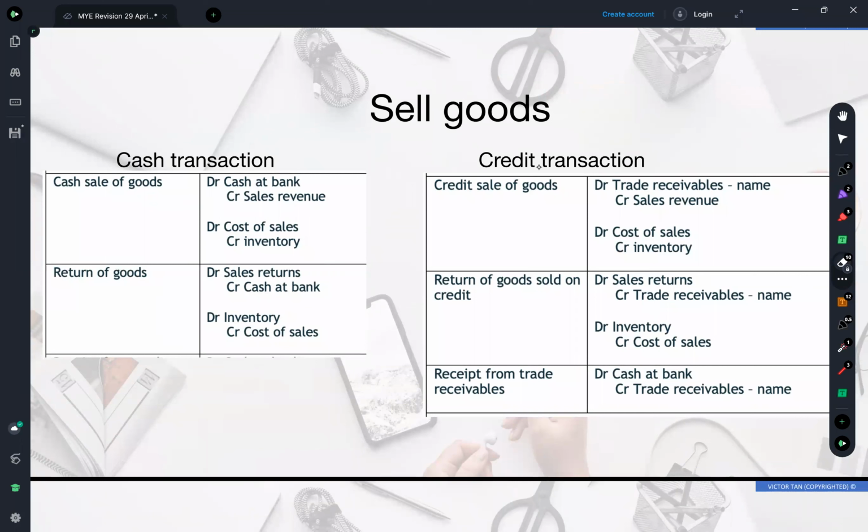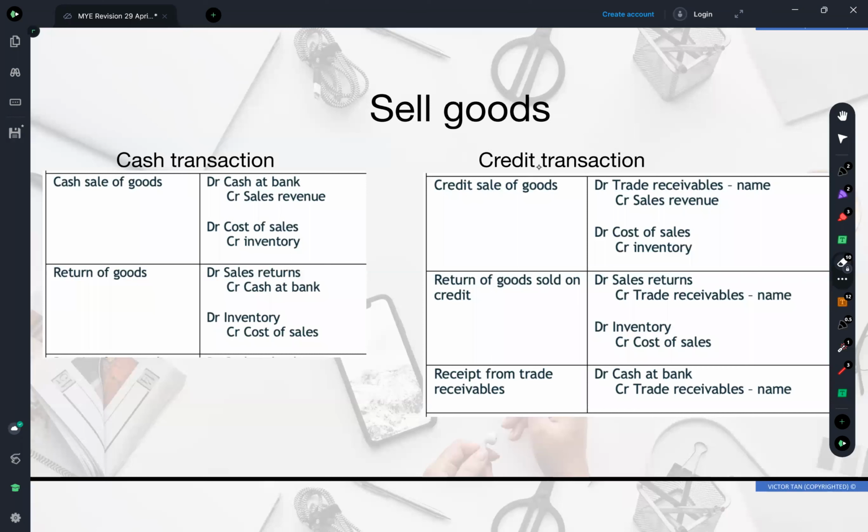So I buy it $200. Okay, so using the previous same example, I buy it $200 and then I sell it for $500. That's how business makes money, right? They buy cheaper and then they sell to your customer at a higher price. So I sell it at $500. This $500 is my sales revenue.